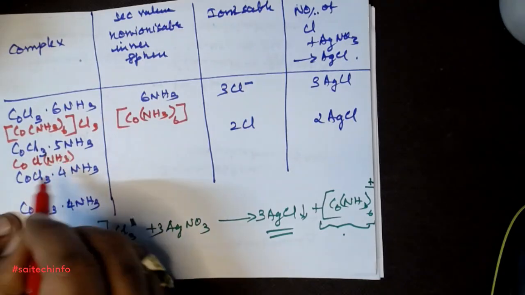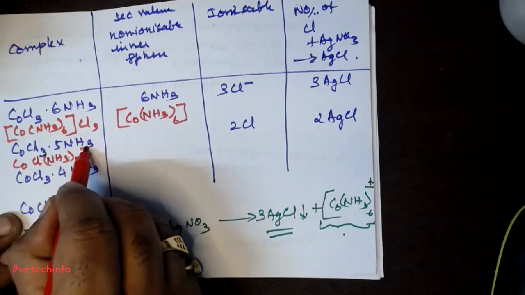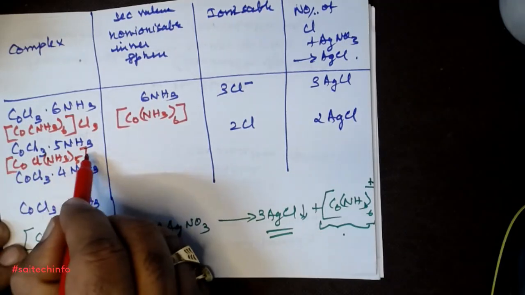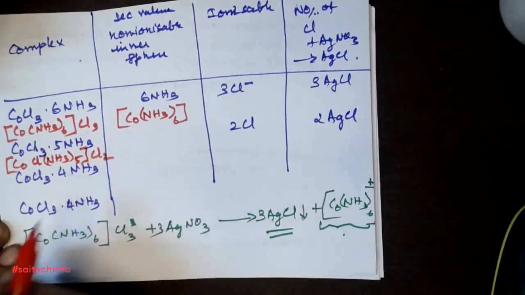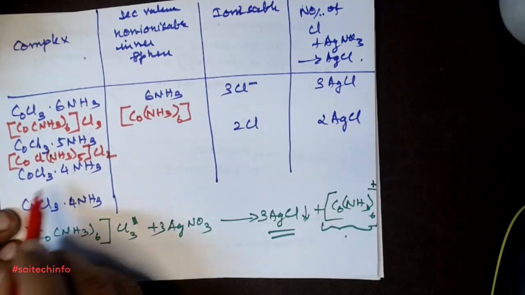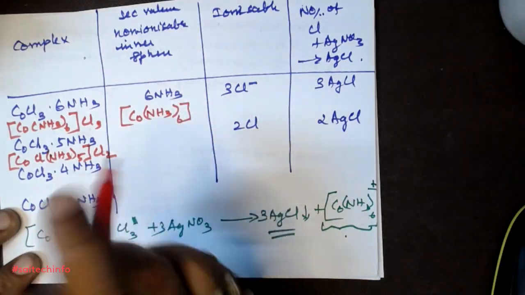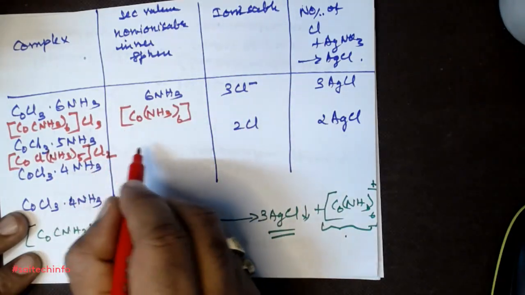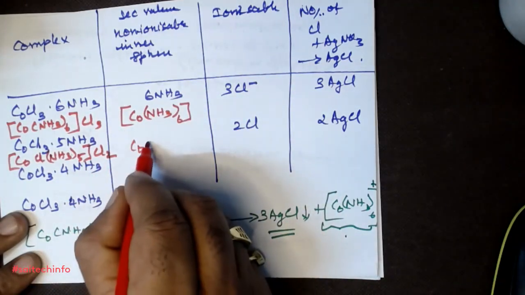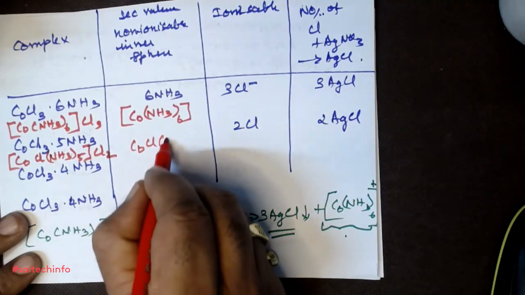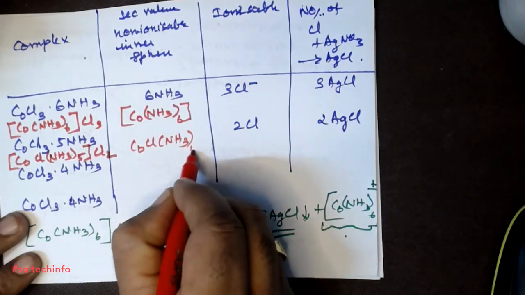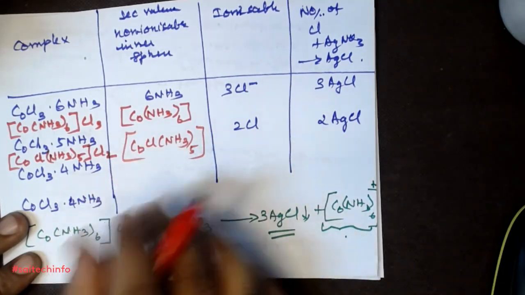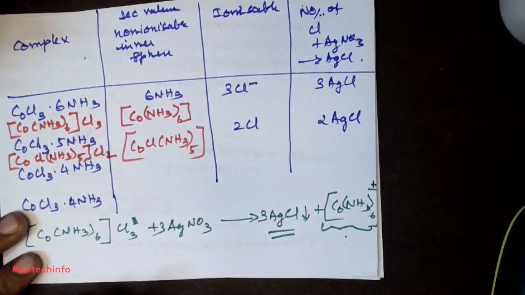Okay, 5NH3, and the remaining, 5 times, is outside, Cl2. Do you understand? So 2 Cls are available. So how will the coordination sphere be? This square bracket represents the coordination sphere. So Co, Cl, NH3, 5 times. So this is a coordination sphere, and that is the inner sphere.